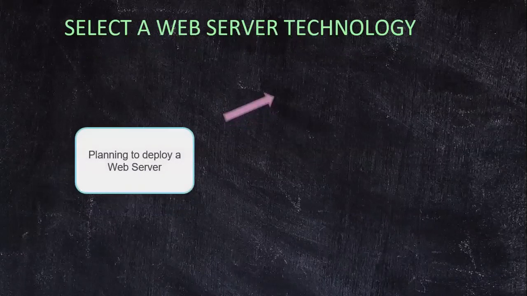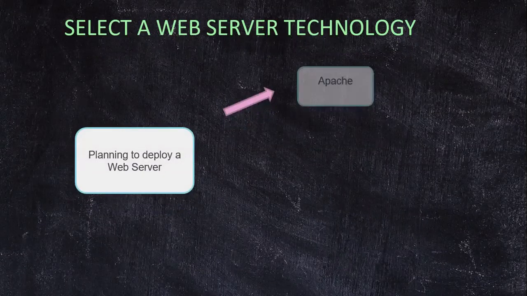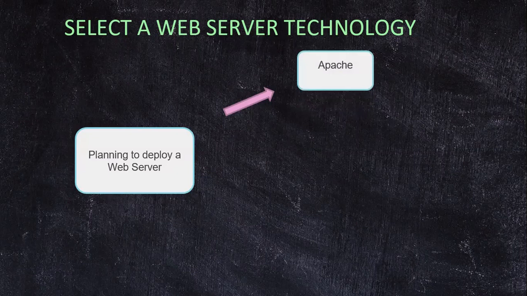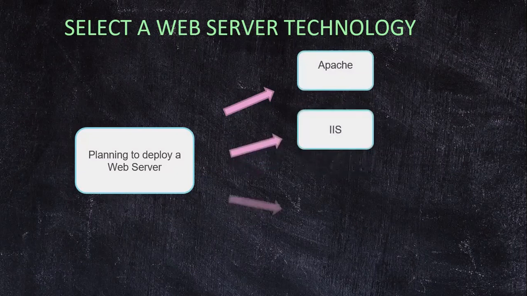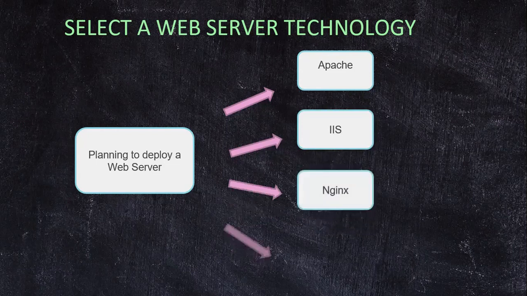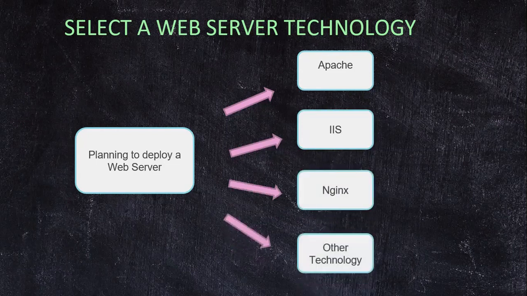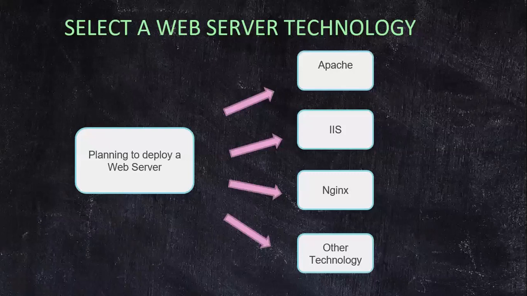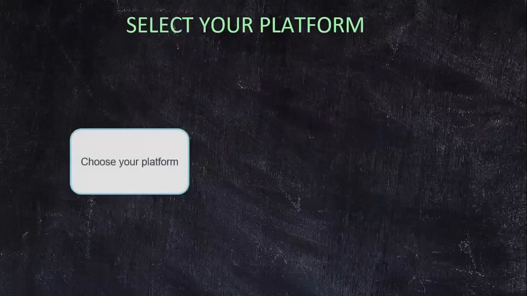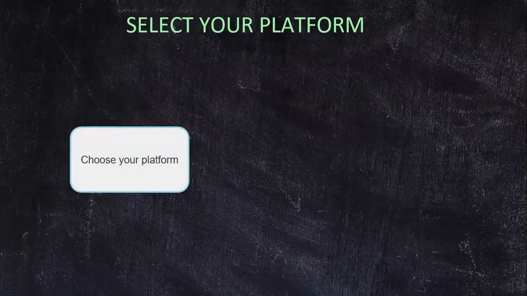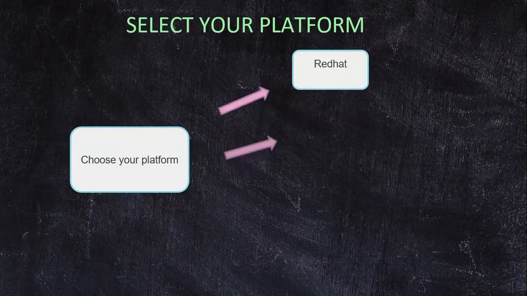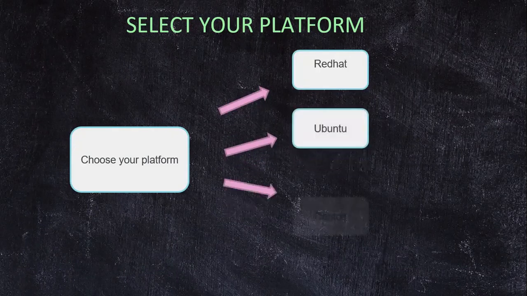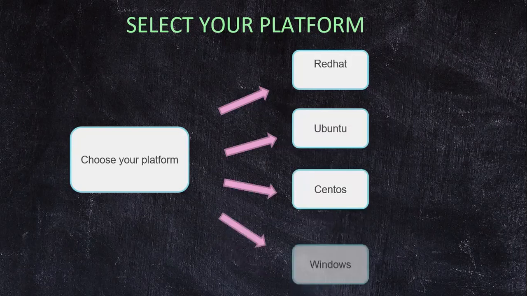First of all, when we decide to deploy a web server, we pick a technology. We are planning to use Apache, IIS, Nginx, or any other technology which is available. After choosing the specific technology, we go for specifying the platform. Which server are you going to use? Red Hat, Ubuntu, or CentOS, or maybe Windows platform, or any other platform that you plan to install your web server on.